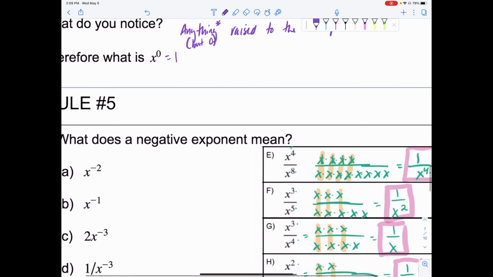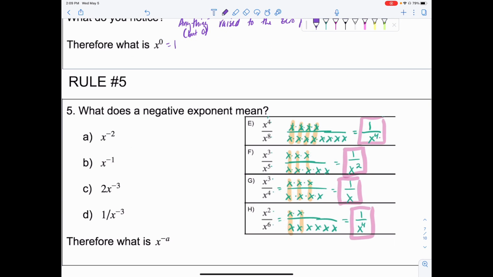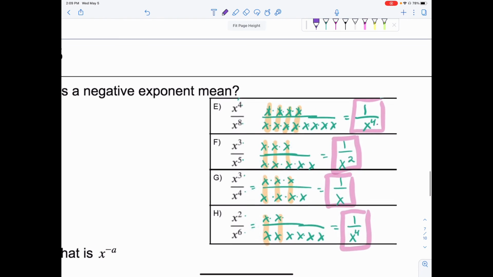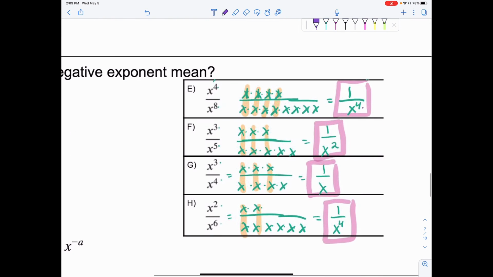And then for rule 5, we're actually going to think about rule 5 in connection to last class. So when we were dividing the same base, we said we needed to subtract our exponents. We also thought about if it should be in the numerator or the denominator. Today, I want us to just focus on, well, what if we put it in the numerator? So we did problems E, F, G, and H last class. We're going to focus on those just a little bit.